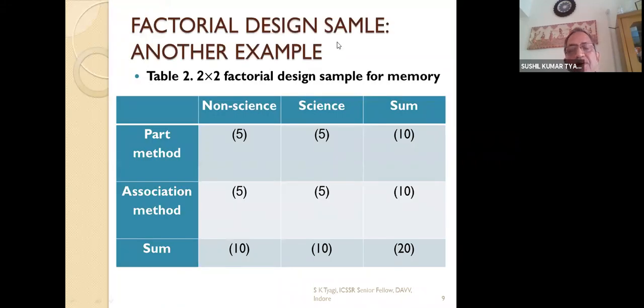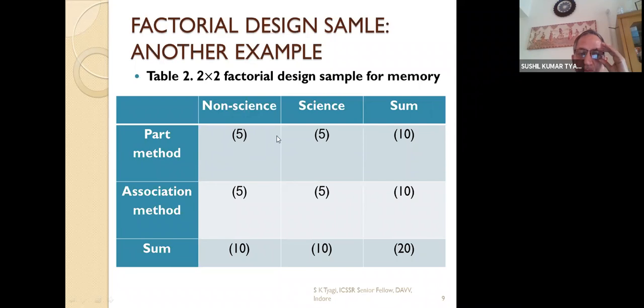Take this example. As you know by now, two-way ANOVA employs a factorial design. Here is an example of a 2x2 factorial design for memory. We have two factors. One is subject, your discipline. We have two kinds of subjects, non-science students and science students. And we have methods of increasing memory, the treatment: part method and association method.